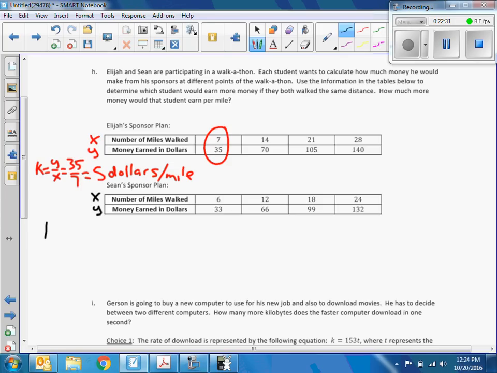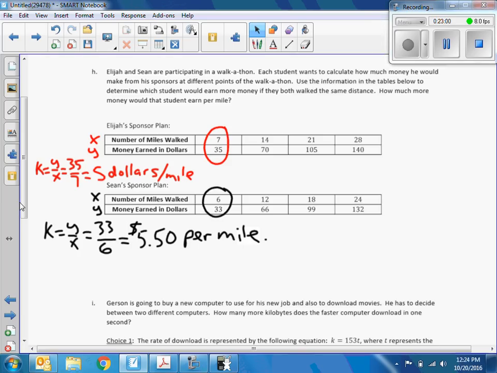Okay, repeat. k equals y over x, which equals 33 over 6, which equals... 6 goes into 33 five times, 5.50. I put a 0 there because it's money. $5.50 per mile. Or you could have said dollars per mile like I did up above. So $5 per mile, $5.50 per mile. Sean's going to make 50 cents more a mile. All right.